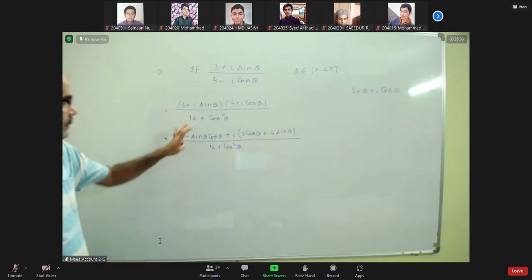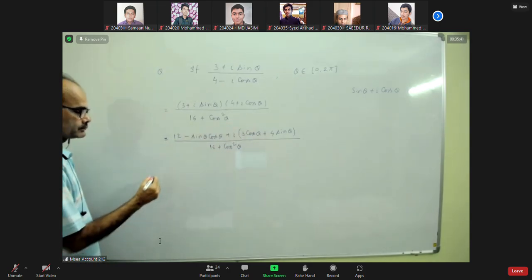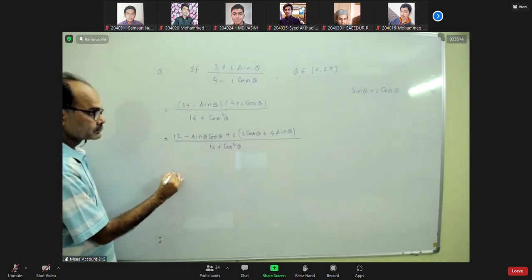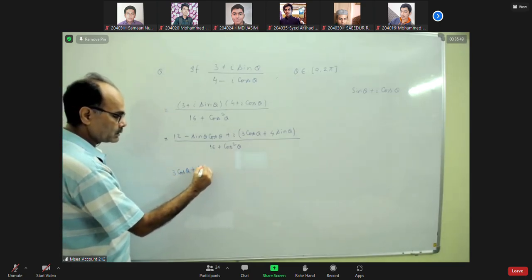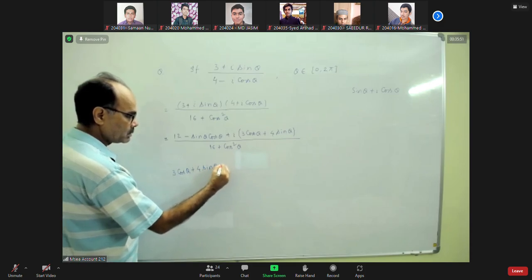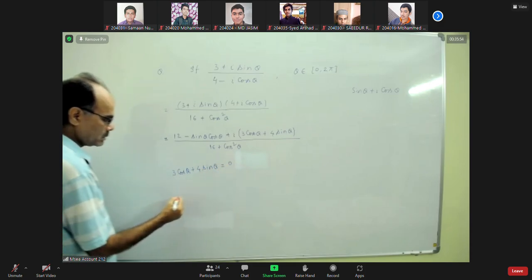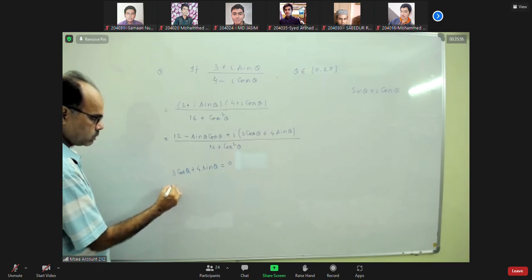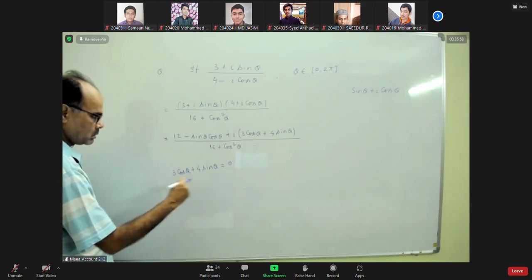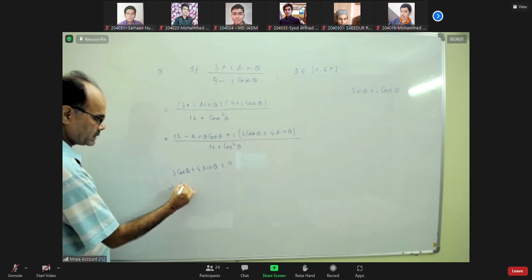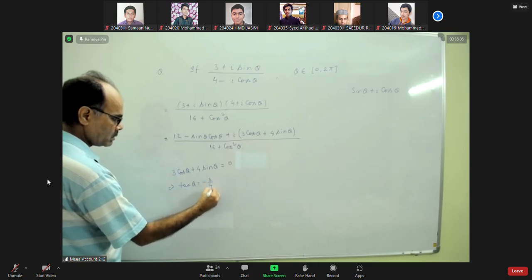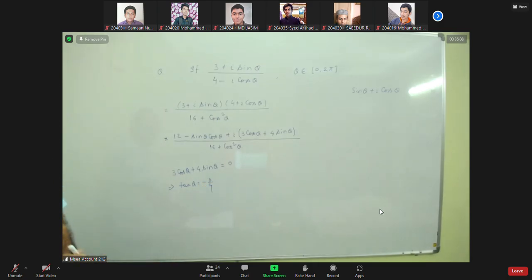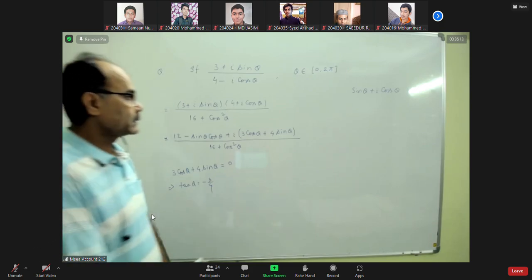Now this is real, so this part is 0. 3 cos theta plus 4 sin theta equals 0. Then tan theta is minus 3 by 4. Then theta is negative, which means theta can be in the second quadrant or fourth quadrant. Case first.